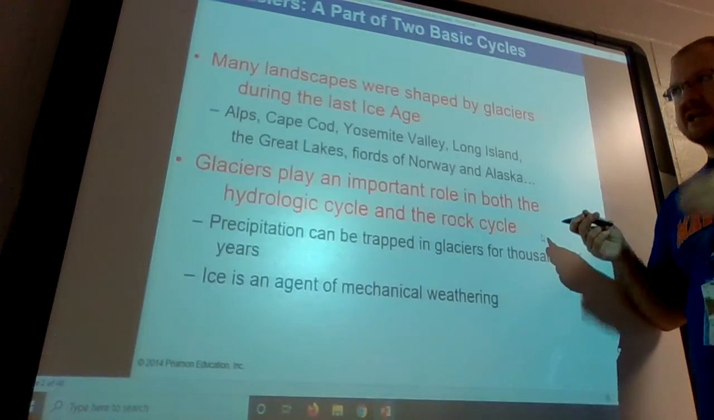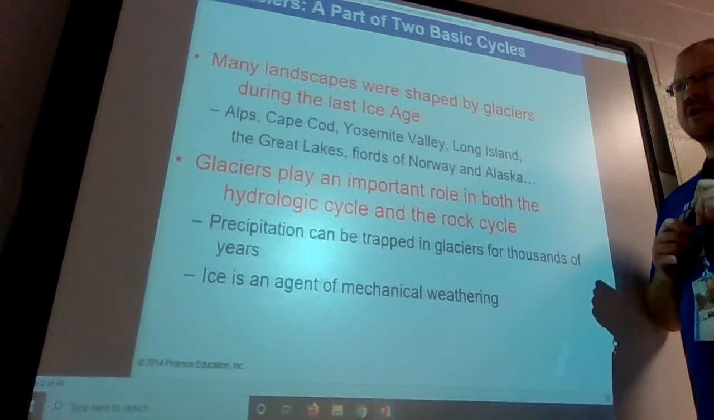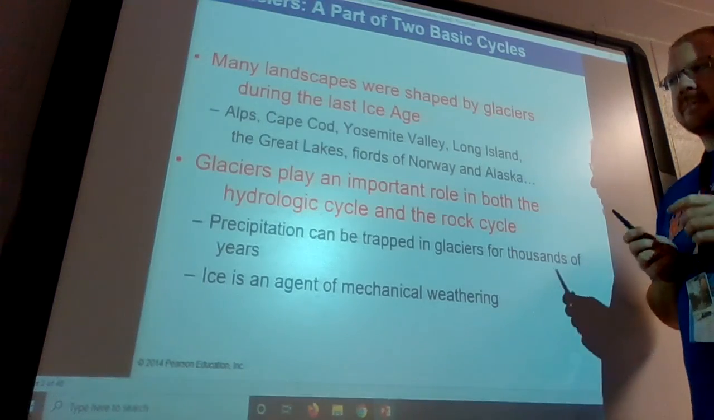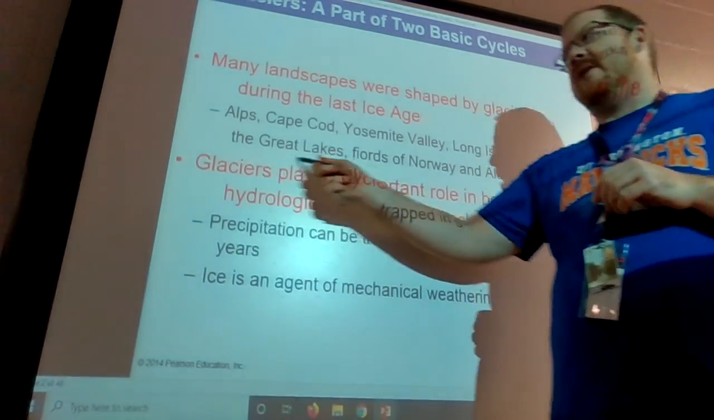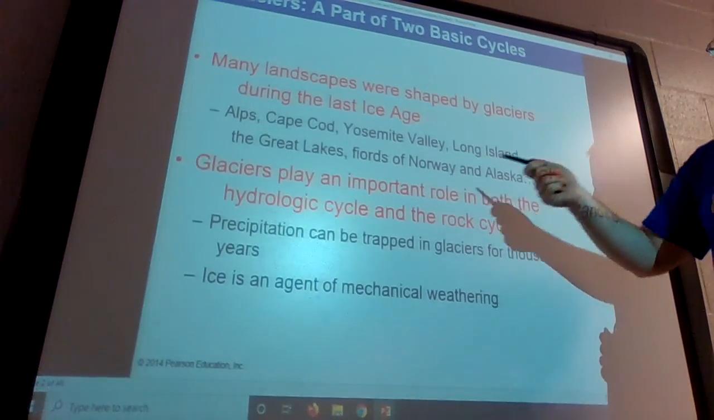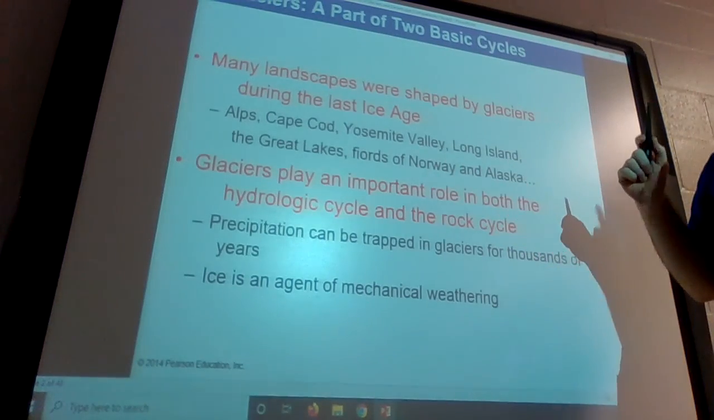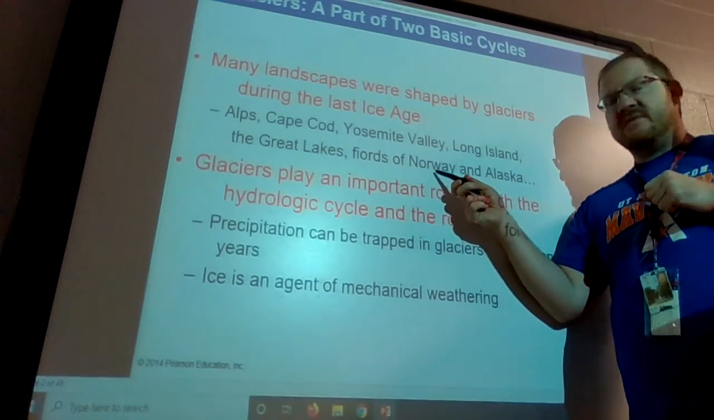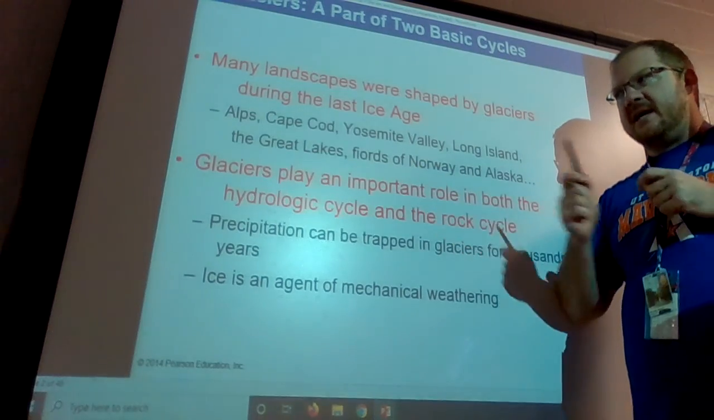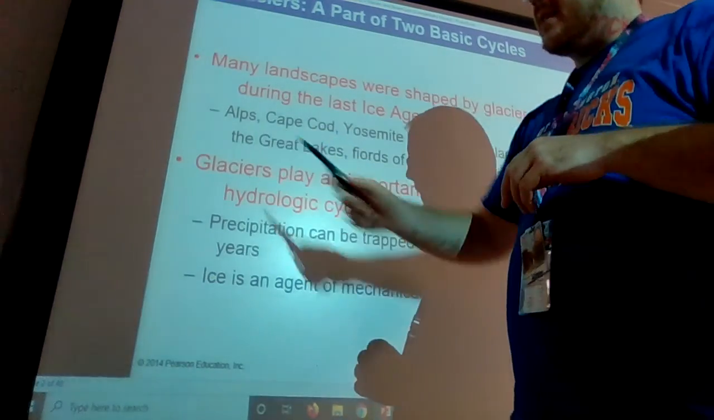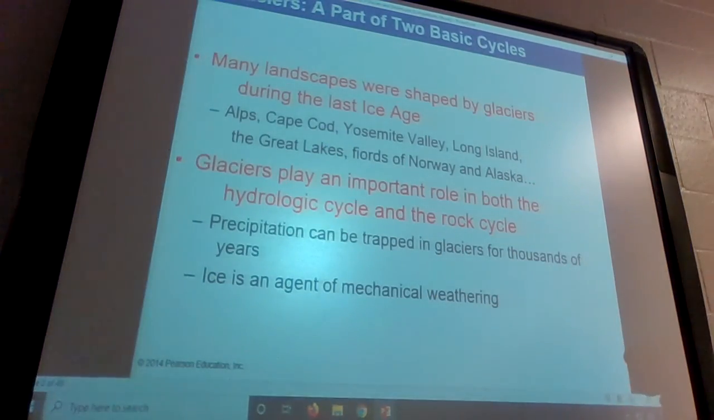So we're going to go through glaciers today. One of the things to know about glaciers is we have glacial evidence all over the United States. A couple of things they list here are the Great Lakes were created by the last glacial maximum. Alaska has a lot of glacier evidence. So does Yosemite Valley and Long Island. These are all places in the United States where you can find nice glacial features. Obviously, the fjords of Norway. Fjords are an integral part of glacial landscapes. The Alps, the mountain range in Europe, were formed by glaciers.